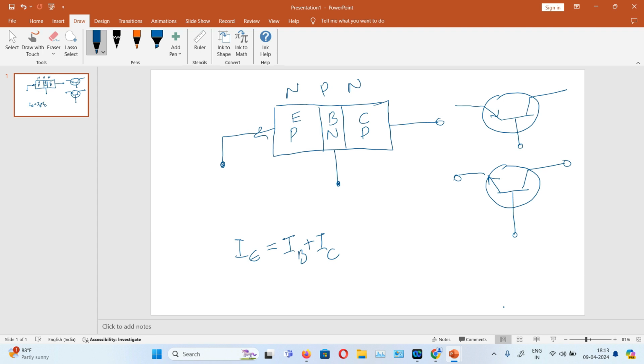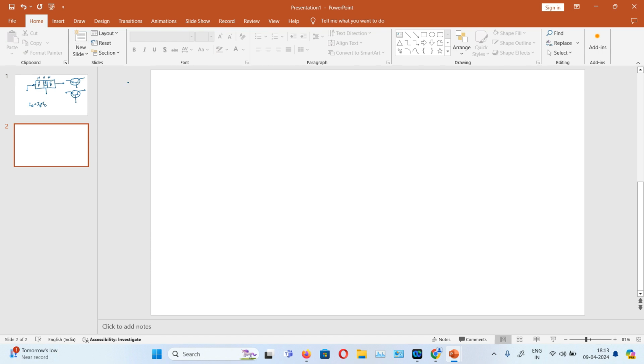The thing is that whatever is getting controlled is actually current, and the current flowing through the transistor is controlled by the current which passes through the base. So typically we can say a transistor is a current control device. There is a voltage control device which is called a field effect transistor.